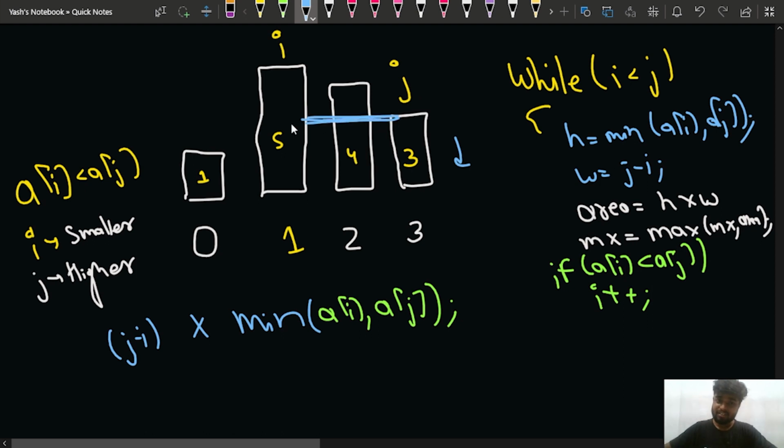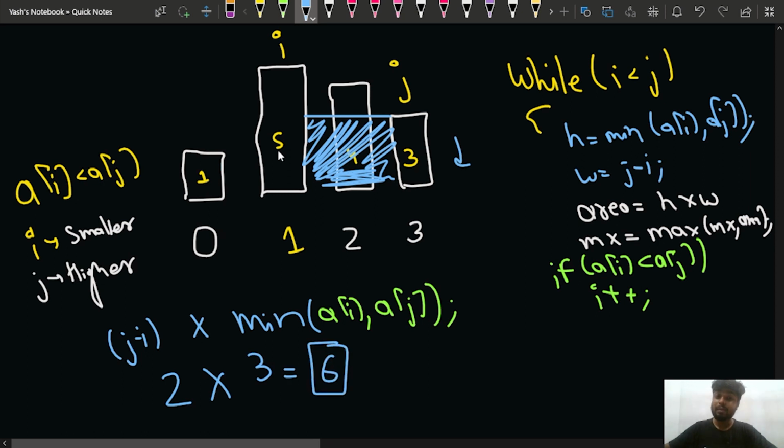Or if it is even the same as j, then if the previous ith was smaller, I can store at least this much amount of water, at least till level 3. So if I do the index difference, 3 minus 1 is nothing but 2, and then I multiply it with the maximum height till which I can store the water. The maximum height will be 3, so the answer would be 6, right? So here I'm getting a better answer.